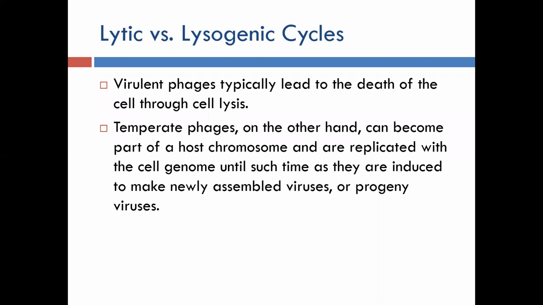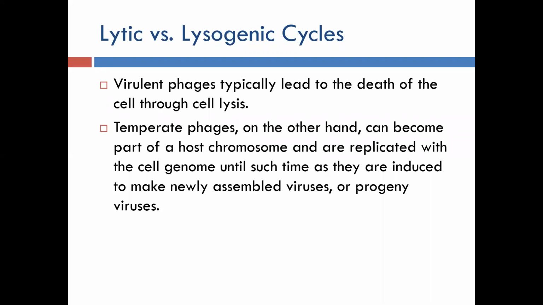So when you have viral replication taking place, there are two different types of cycles that can be followed: lytic cycles and lysogenic cycles. Virulent phages typically lead to the death of a cell through cell lysis. Temperate phages, on the other hand, can end up being part of a host chromosome and are replicated with the cell genome until such a time that they are induced to make newly assembled viruses, or progeny viruses.